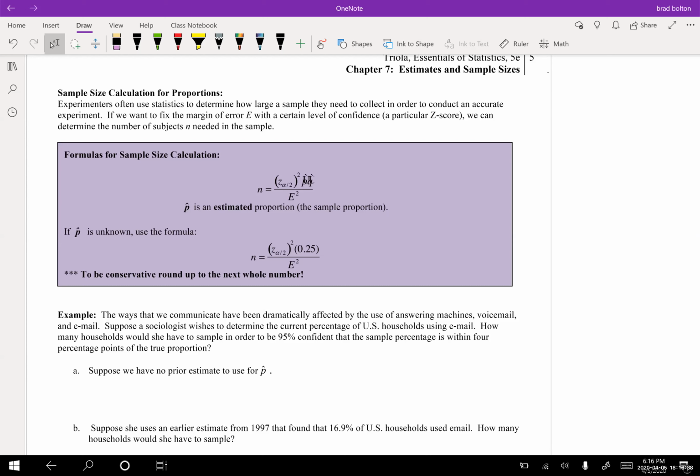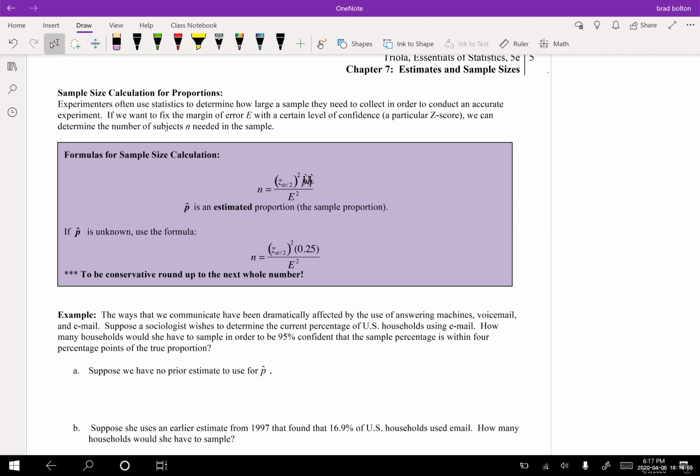So it says experimenters often use statistics to determine how large a sample they need to collect in order to conduct an accurate experiment. If we want to fix the margin of error with a certain level of confidence, a particular z-score, we can determine the number of subjects we need in the sample.